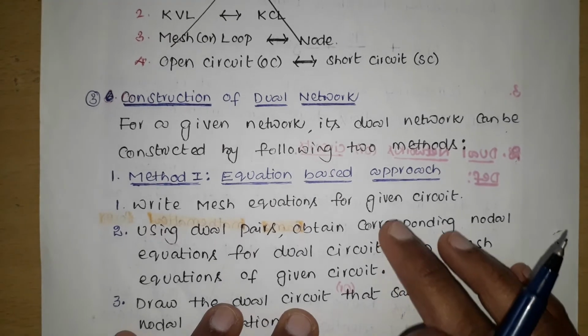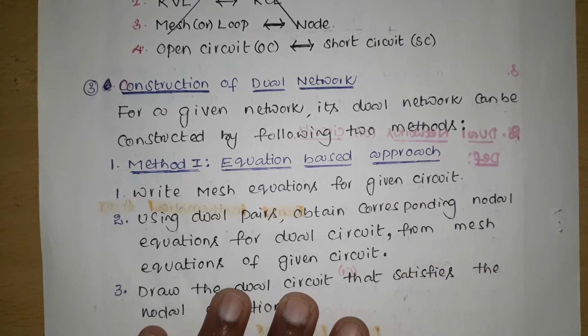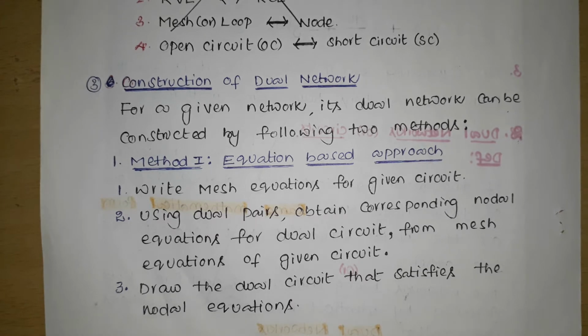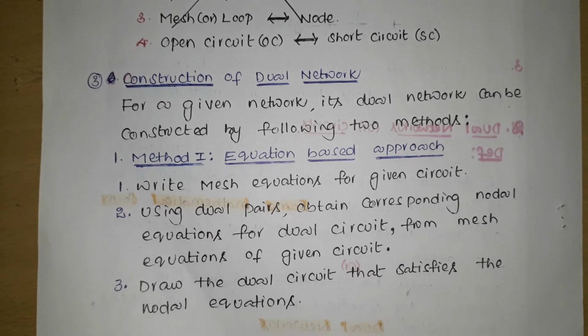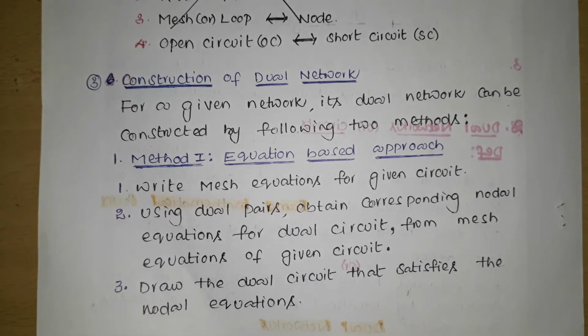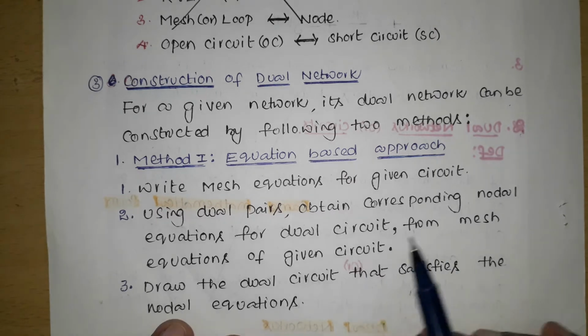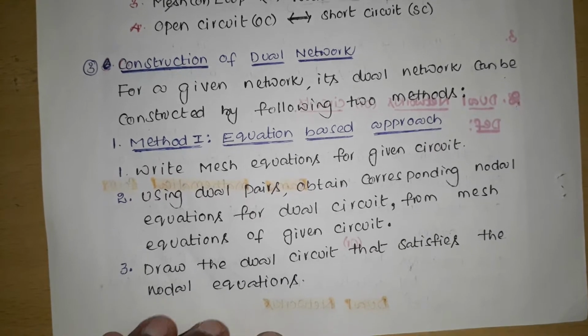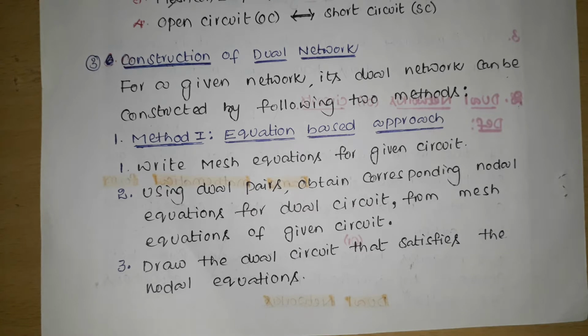Write mesh equations for the given circuit, and second, using dual pairs, obtain the corresponding nodal equations for the dual circuit from the mesh equations of the given circuit. So first we have to write mesh equations. From the mesh equations we have to write the dual, that is, nodal equations, using dual pairs, like voltage dual is current. Then draw the dual circuit that satisfies the nodal equations.